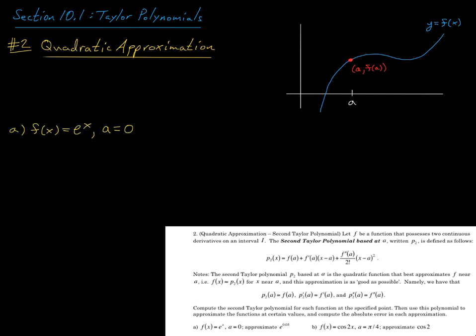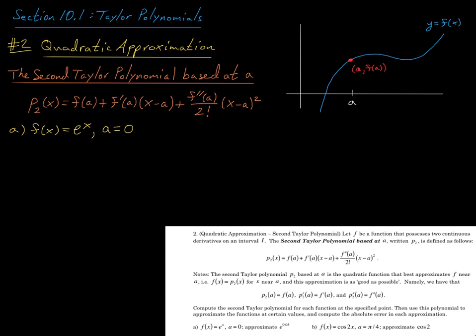is look at part A on the worksheet. It says, compute the second Taylor polynomial for each function at the specified point. Then use this polynomial to approximate the function at certain values and compute the absolute error in each approximation. And so here we have f of x is e to the x, and a, our base point, is 0 in this case. And here I'll bring up the definition again of p2. So what we need to compute is f of 0, f prime of 0, and f double prime of 0. So those are all right here.